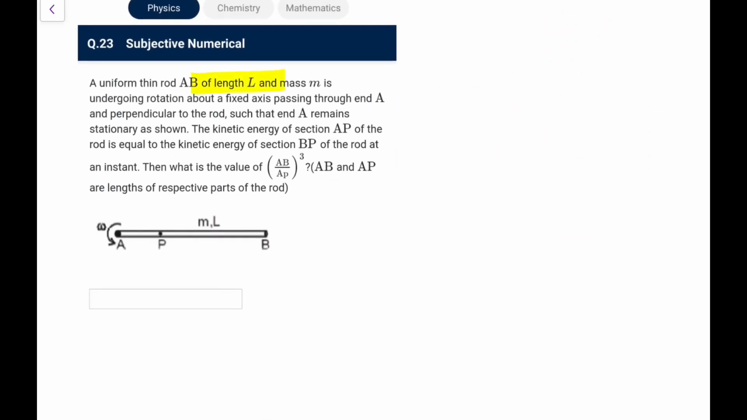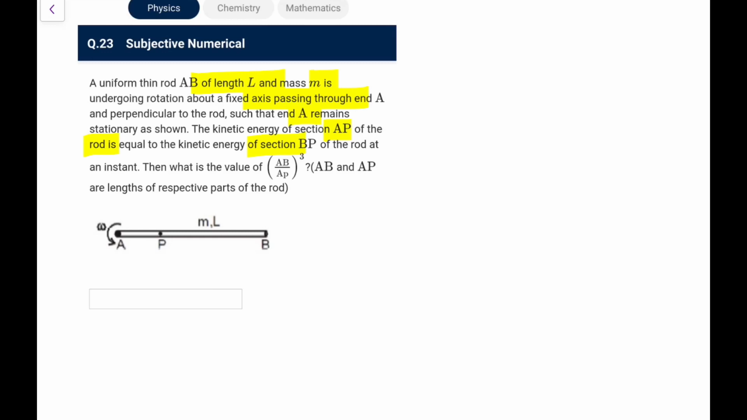A uniform rod AB, length L, mass M, is undergoing rotation about a fixed axis passing through end A and perpendicular, such that end A remains stationary. Okay, the kinetic energy of the section AP of the rod is equal to the kinetic energy of the section BP of the rod at an instant. What is the value of AB upon AP whole cube?